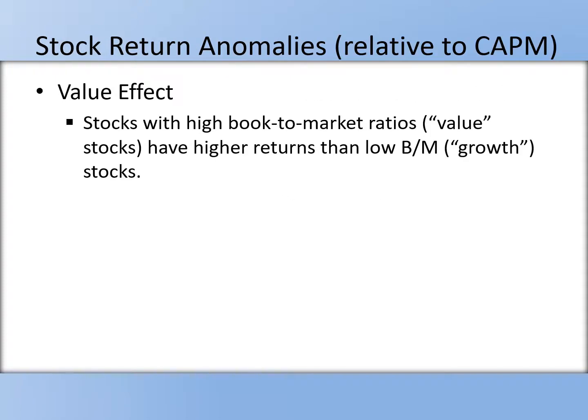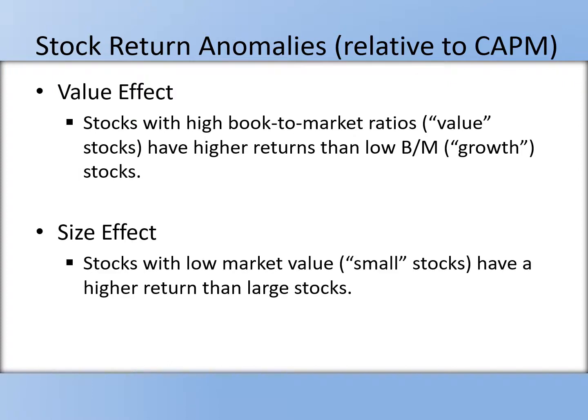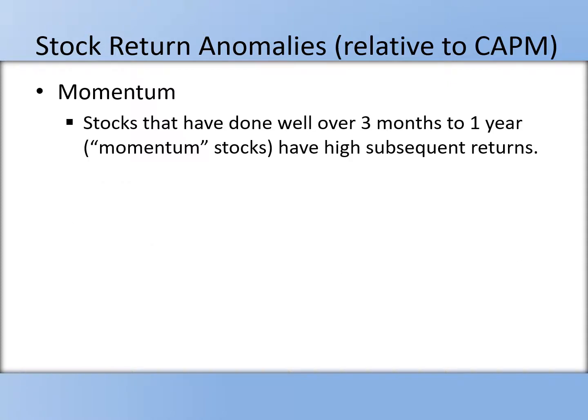Okay, so far we have talked about two factors. One is the value effect, which is that stocks with high book-to-market ratios have higher returns than those with low book-to-market ratios. And the second is the size effect, which is that stocks with low market value have a higher return than those with large market value. So these are two effects that are commonly known, and there's a third one, called momentum. Stocks that have done well over 3 months to 1 year in the past have high subsequent return. Similarly, stocks that have done poorly recently tend to do poorly in the near future too. So that's called momentum.